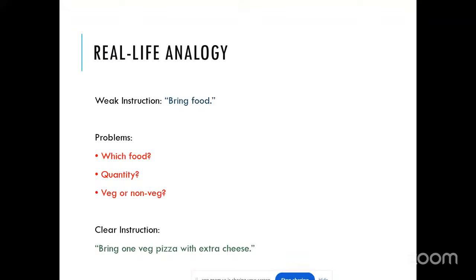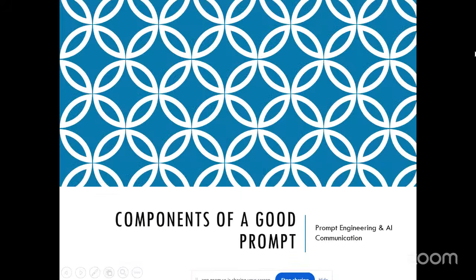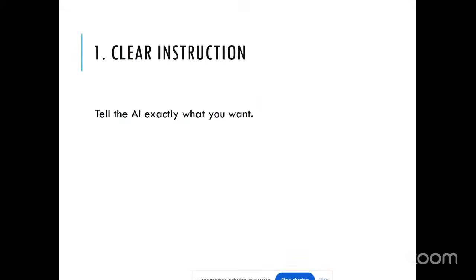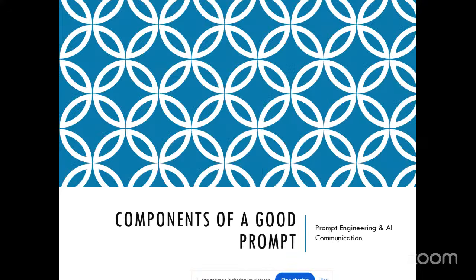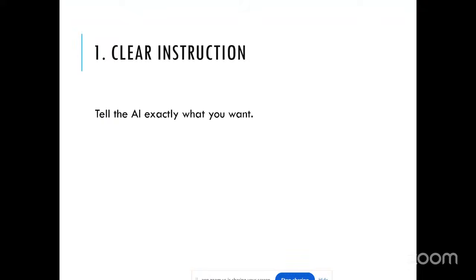So now we can understand this is a weak instruction. It is somewhat like the clear instruction we have given at the top. So okay, fine. Let us see components of a good prompt. The first component to give a good prompt, we have four components. Let us see it one by one.